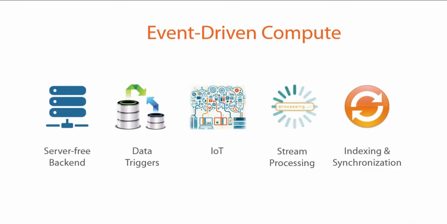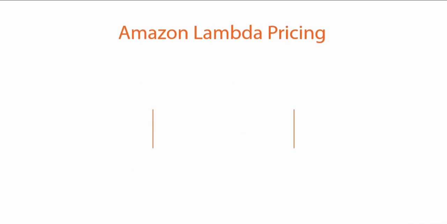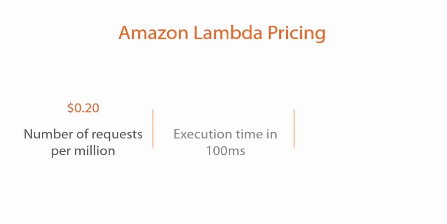Now, at this point, I'm pretty sure you're wondering, well, how much does this thing cost? And I'm going to show you some really cool pricing as far as Lambda is concerned. So it's based off of a number of things. The first thing is the number of requests, and the number of requests is per million. So it's essentially 20 cents per million. And then it's also based on execution time in 100 millisecond increments.